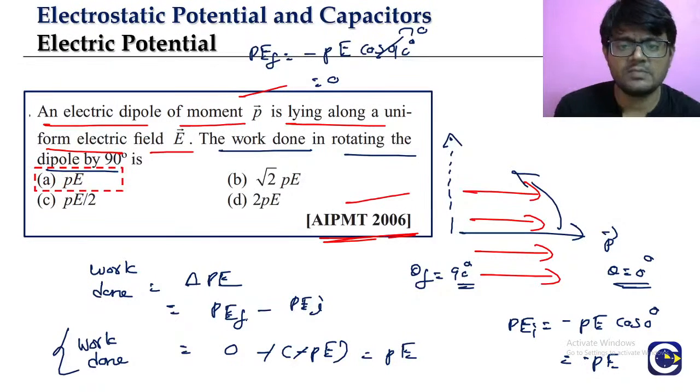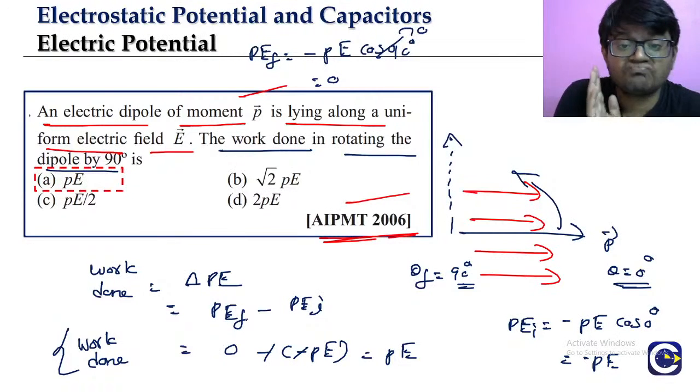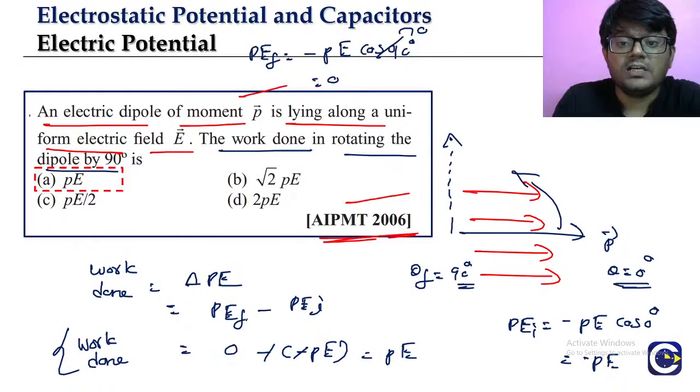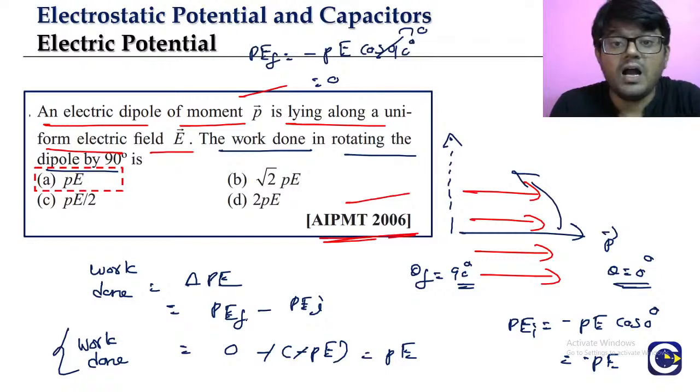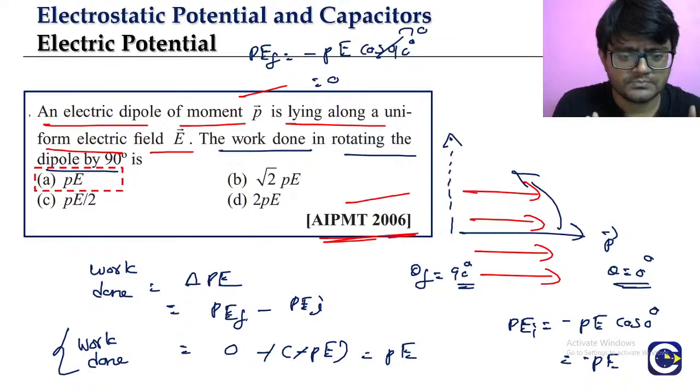Questions like this will come, maximum questions based on the potential energy of the dipole, right? Maximum this work done type of questions will come. Here they have asked from the parallel position, rotating by 90. In future examinations they can give us questions like this: from theta equal to 30 to theta equal to 60. If we rotate like that, what is the work to be done? Same concept: work to be done is the potential energy in the final state minus the potential energy in the initial state, that's all.